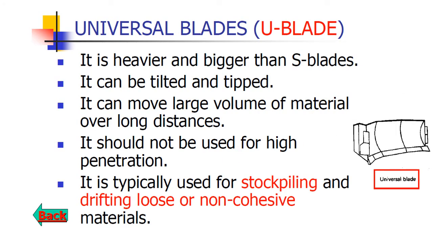On the other hand, the universal blade, the U blade, is heavier and bigger than the S blade. You'll notice that each one is denoted by the first character. So straight is S, universal is U, cushion is C, angle is A. Okay, it can be tilted and tipped, and it can move large volume of material over long distances because it could accumulate a lot of material. Because now it has this curvature, it's more like an arc shape. So this curvature prevents any losses from the sides. Now you will not have any losses from the sides.